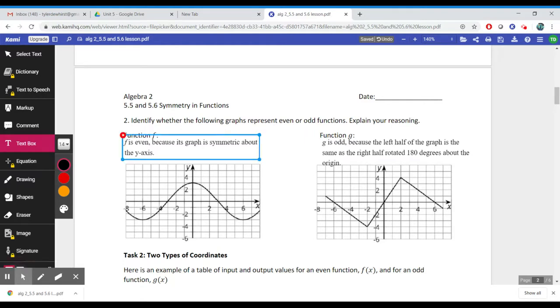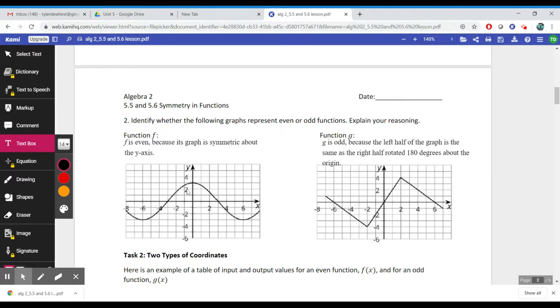So here are the responses I came up with. Feel free to have slightly different explanations here as long as they say something similar. I said that function f is even because its graph is symmetric about the y-axis. If we were to look at just the right-hand side and imagine folding this across the y-axis to the left-hand side, the image we got from folding it would be the exact same as the way the graph currently looks.